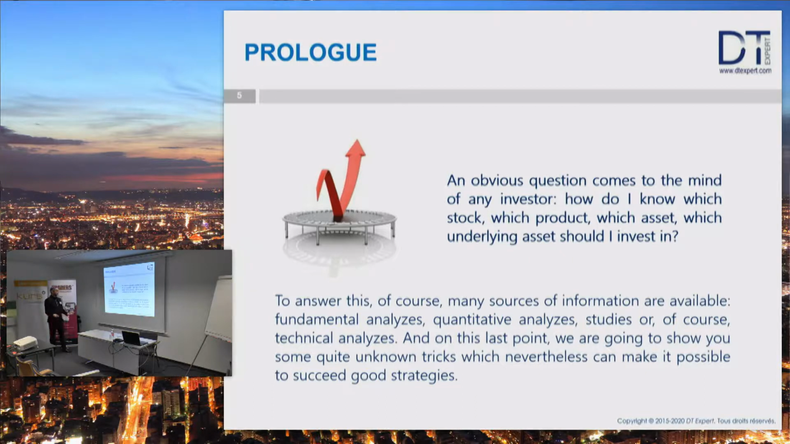So first, obvious question to the mind of any investor: how do I know which stock, which product, which asset, which underlying asset should I invest in? You have many ways of playing on the markets now. So what shall I do? Shall I go on commodities? Shall I go on stocks? German, European, US stocks? We're going to see that with this kind of approach of the market, you can really find any kind of underlying as soon as it has a good technical configuration.